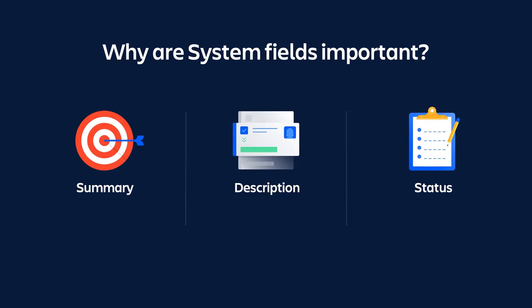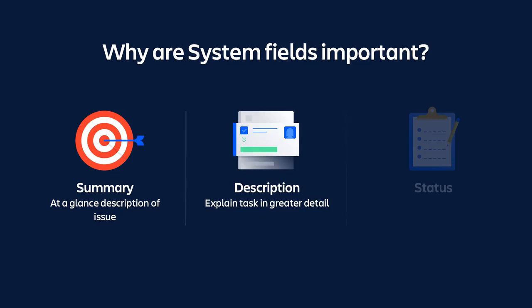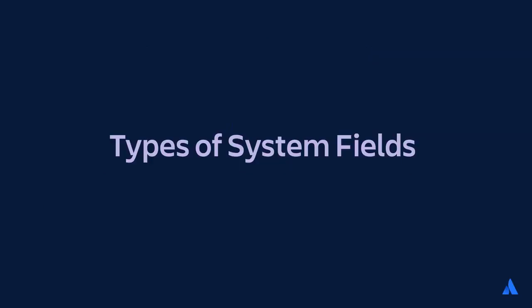Well, they provide valuable information about an issue. Let's look at 3 examples: summary, description, and status. Without a summary, it would be challenging for users to locate a specific task or understand its purpose. They would need to use something else, like the issue key, which lacks context or meaning. An issue without a description would lack the expanded information needed to inform users and allow them to complete the task. And without a status field, it would be difficult to understand the progress on issues, making projects difficult to manage. Let's review the types of system fields that are available in Jira.